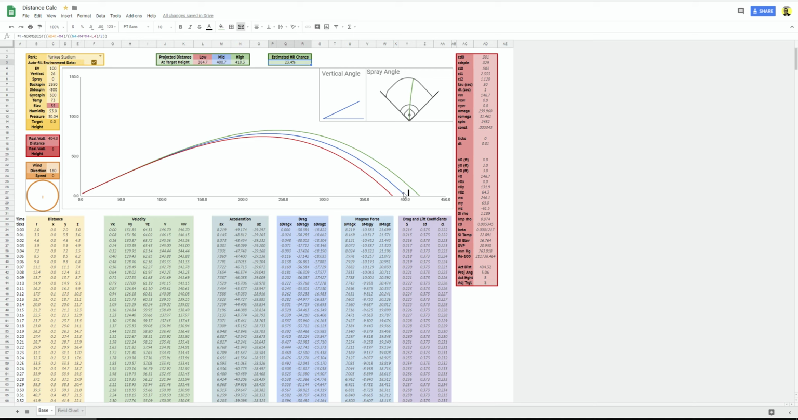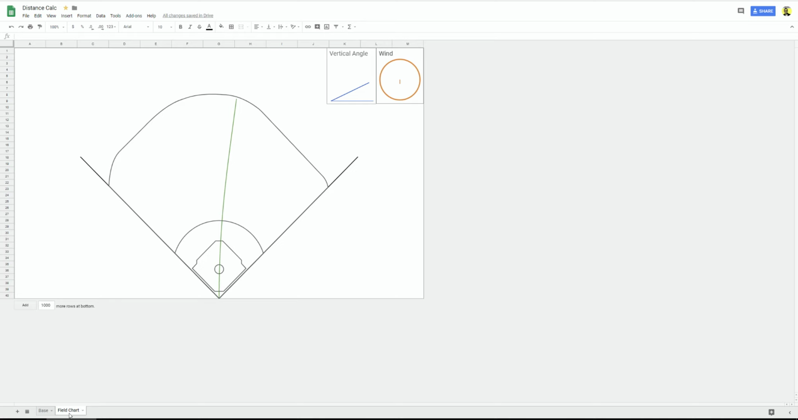On this printout, this black line represents the wall. The distance, and then the distance to the wall, the height the ball travels, and so on. The vertical angle and the spray angle. And that's pretty much everything on this page. I have the second page here, which is just a little bit blown up. This shows you just the bigger spray chart, the vertical angle, and the wind again.